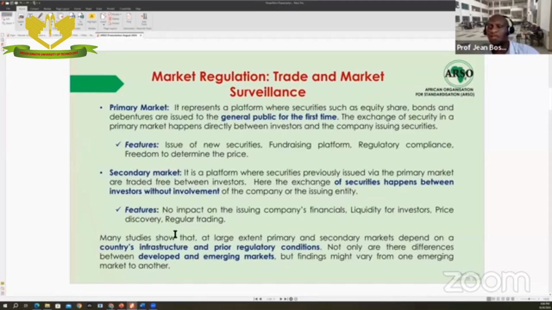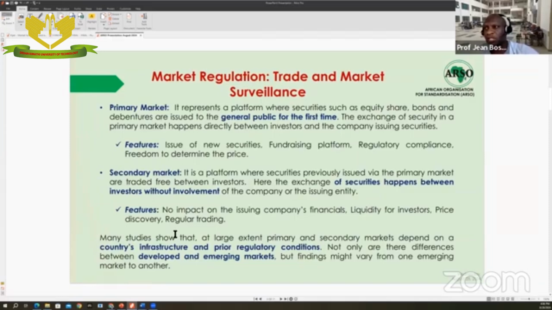So the features of this: there is the issue of new securities, you can look at it as a fundraising platform, you can look at the compliance, and you can look at the freedom to determine the price, because it's the first time.